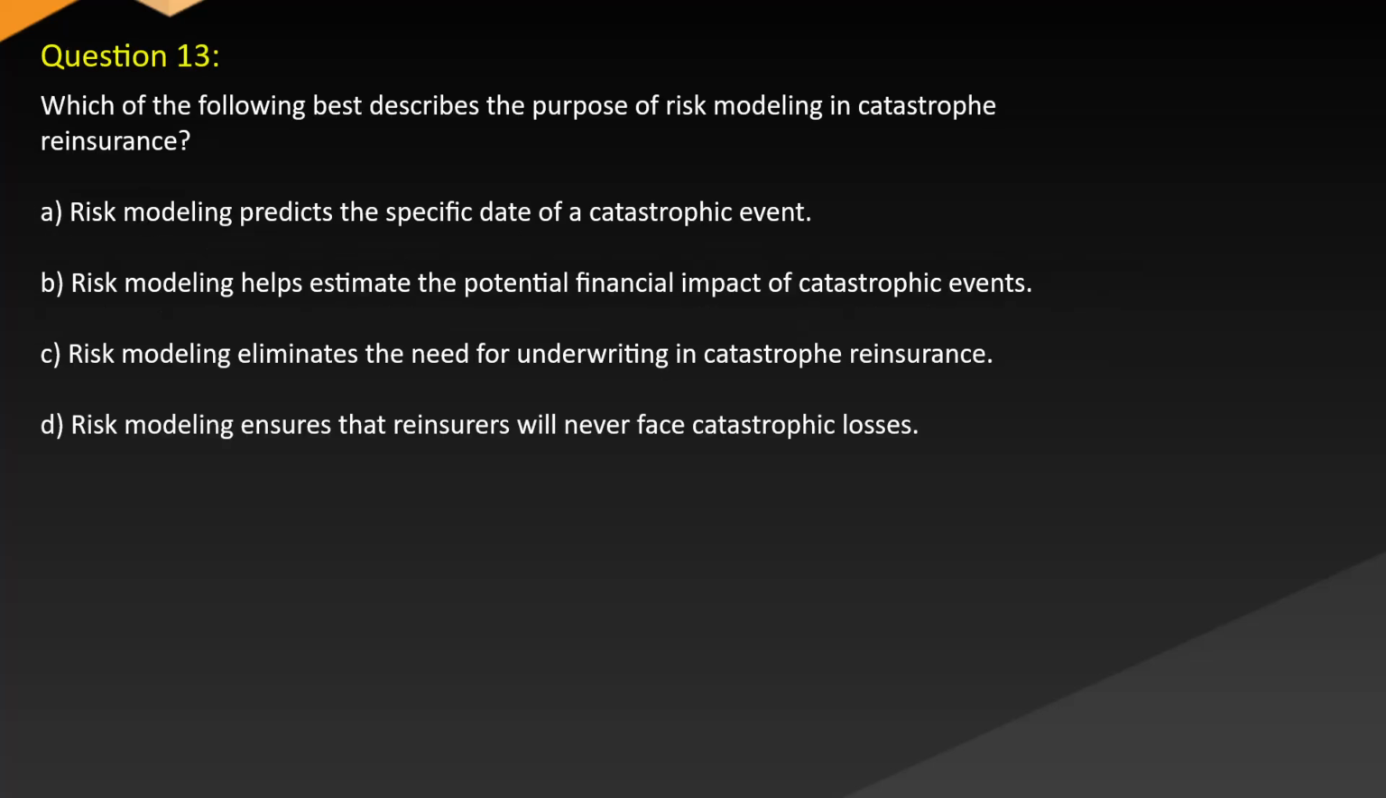Question 13. Which of the following best describes the purpose of risk modeling in catastrophe reinsurance? A. Risk modeling predicts the specific date of a catastrophic event. B. Risk modeling helps estimate the potential financial impact of catastrophic events. C. Risk modeling eliminates the need for underwriting in catastrophe reinsurance. D. Risk modeling ensures that reinsurers will never face catastrophic losses.